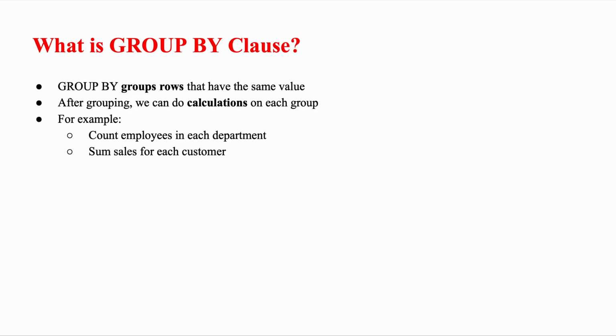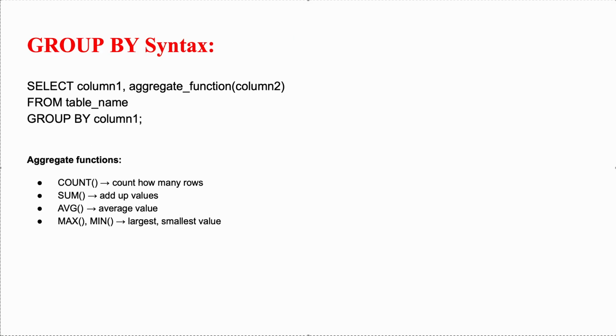GROUP BY groups rows that have the same values. Then we can perform calculations on each group. For example, if we want to count how many employees are in each department, or total sales for each customer, let's see how it works. Here's the syntax. First, we select a column and an aggregate function like COUNT, SUM, AVG. Then we add GROUP BY to the end to group by that column.